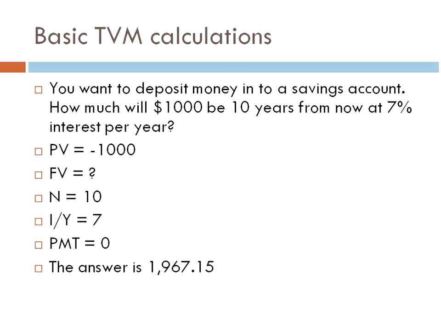So let's look at an extremely simple calculation, and this time let's use our calculator. You want to deposit money into a savings account. How much will $1,000 be 10 years from now at 7% interest per year? And when I say 7% interest per year, unless I specifically tell you it's simple interest, then you automatically assume that it is compound interest. So before we do this calculation, let's go to our calculator.